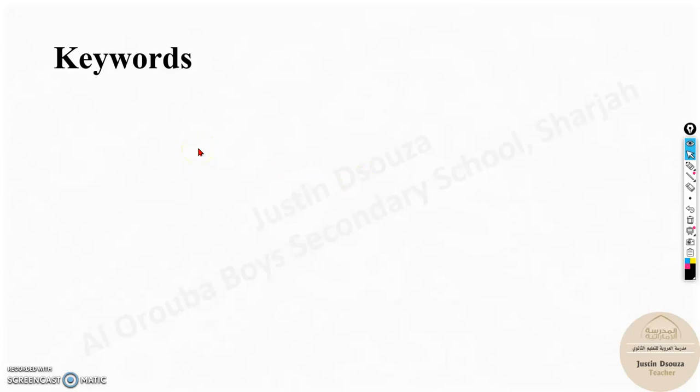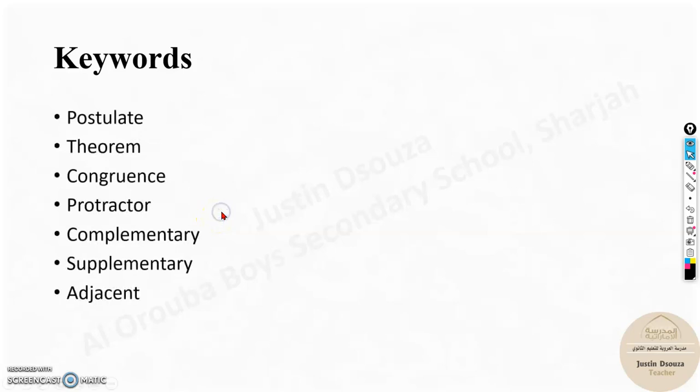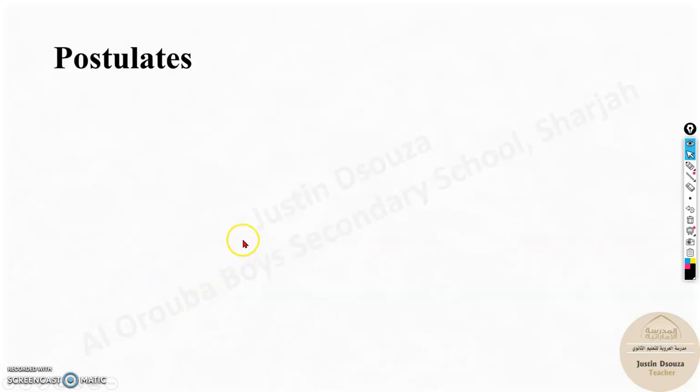Now, a few of the key words which we'll come across in this lesson are postulate, theorem, congruence, protractor, complementary, supplementary, adjacent. So these are a few of the words. We will come across these one by one and learn them then and there. But a few of the terms, I'm sure, like congruence, protractor, complementary, supplementary, adjacent, we have already come across. Anyways, if you've forgotten, we will come across them in a while.